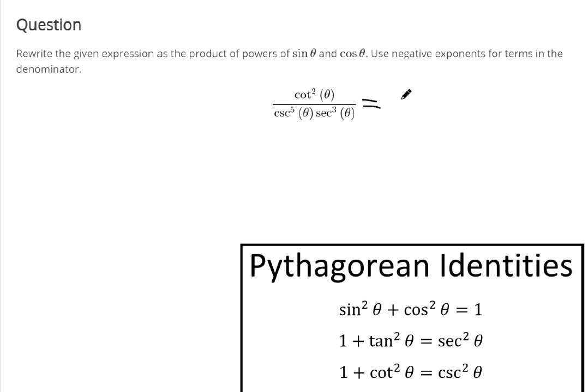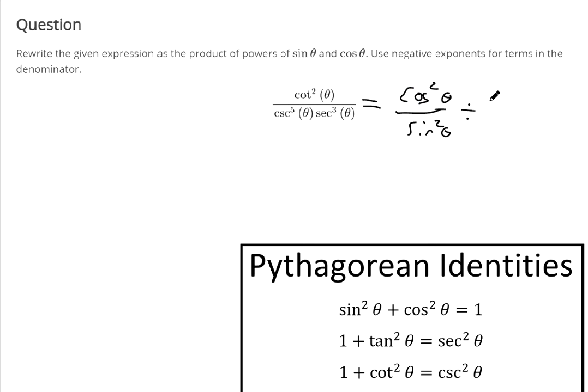So we got cotangent is the reciprocal of tangent, right? Tangent is sine over cosine. So cotangent is cosine over sine. So you've got in the numerator cosine squared theta over sine squared theta. That's being divided by cosecant to the 5th theta.